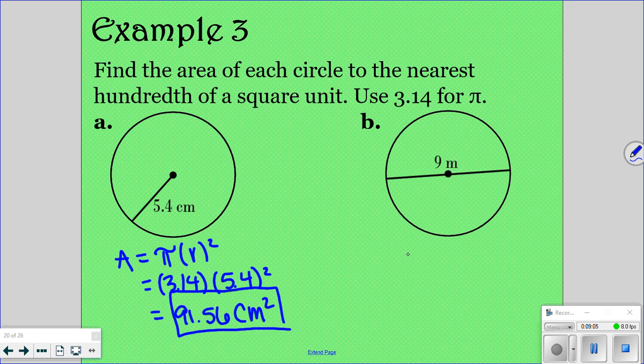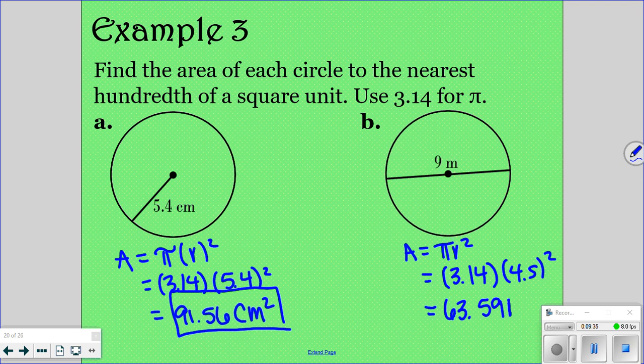For B, again, we're going to do area equals pi r squared. But instead of pi, we're going to use 3.14 because it told us to. Now what about the radius on this one? The radius is going to be half of 9, which is 4.5. So if you plug that in, you should get 63.59 meters squared. So those should be your answers for those two.